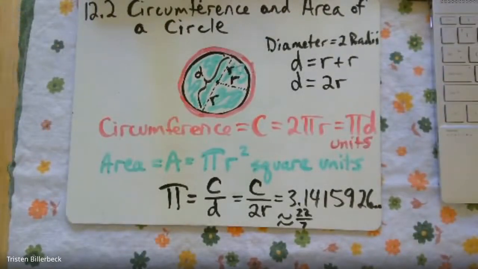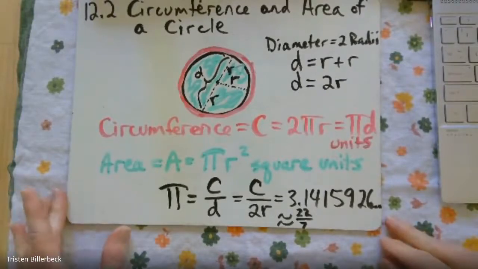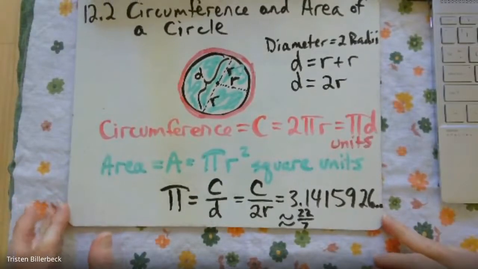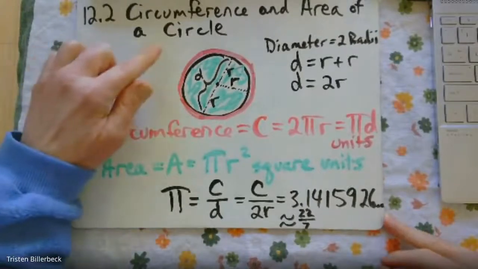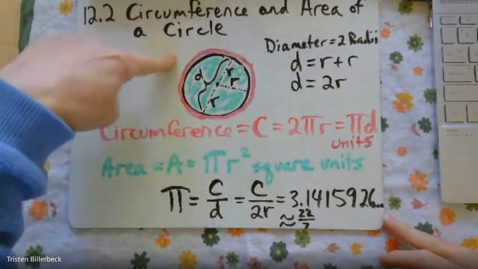Hi, all. This is Ms. Billerbeck, and I'm going to be talking about section 12.2. So we are going to talk about circumference and area of a circle.